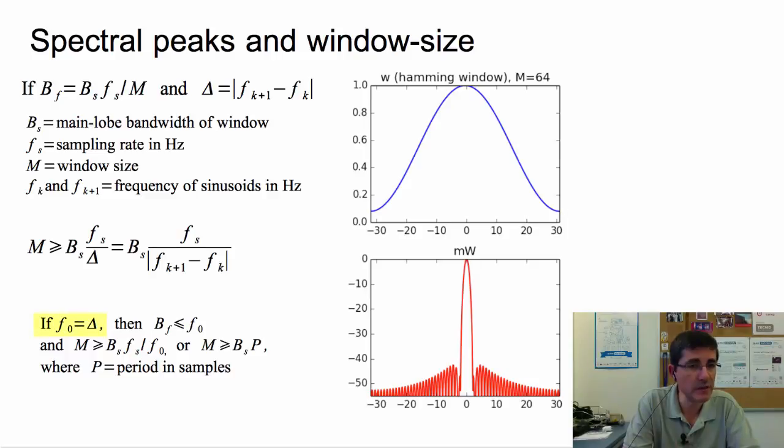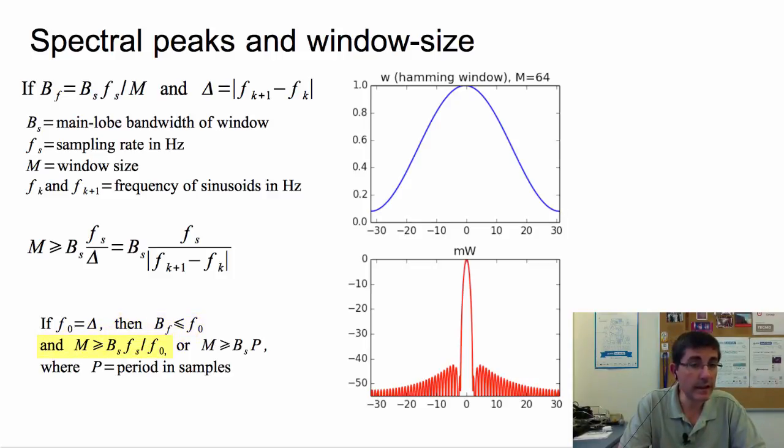So if we consider the fundamental frequency as this delta that we want to be able to discriminate, then the bandwidth in hertz of the main lobe of the window has to be smaller or equal than this fundamental frequency. So we see these lobes separate.